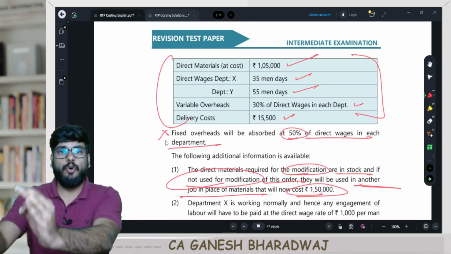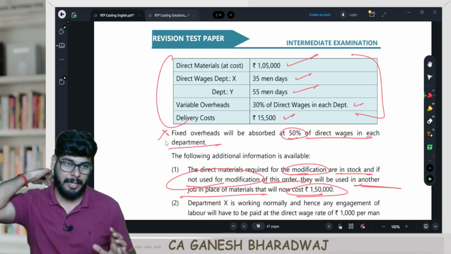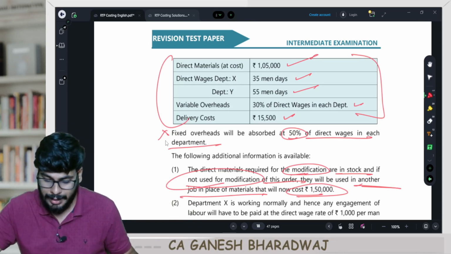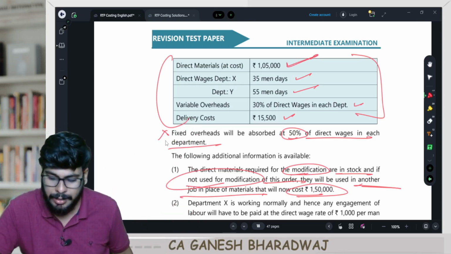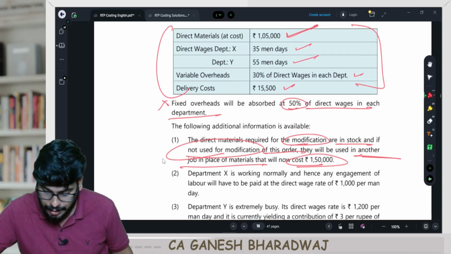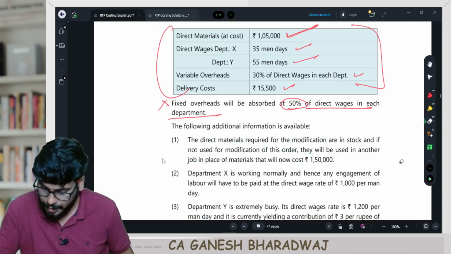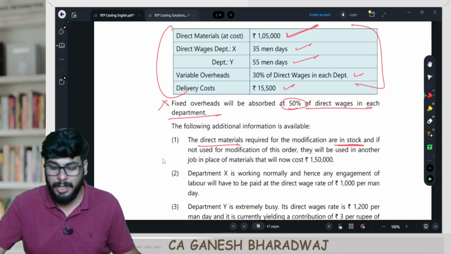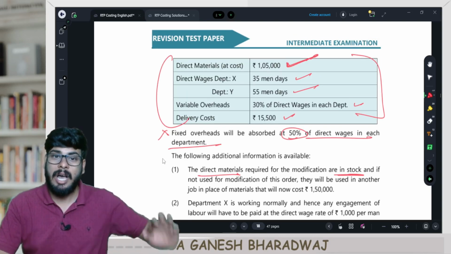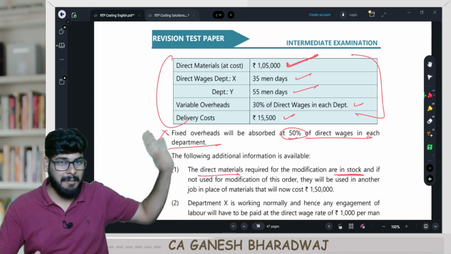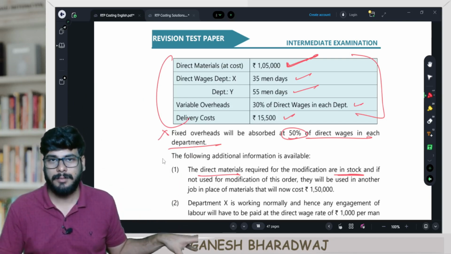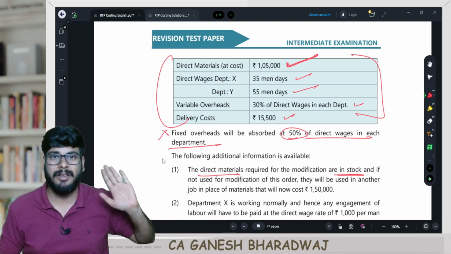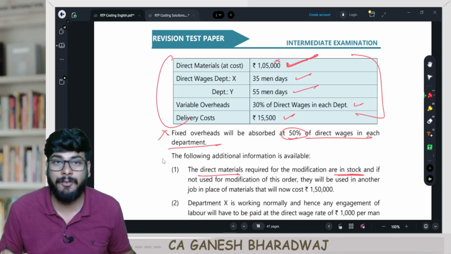Now, if I am going for this modification that the new customer has asked for, I need to use some materials, correct? Now, what they are saying, the cost of the direct material is how much? 1,05,000. Now, read this very carefully. The direct materials required for this modification are already in stock. Meaning what? This 1,05,000 rupees, at some point of time in the past, I purchased and kept it. It is already there in the stock. Are you clear with this? It is not a cost I need to now incur and buy. It was already incurred. Fine. It's a sunk cost. It is irrelevant for decision making, right?